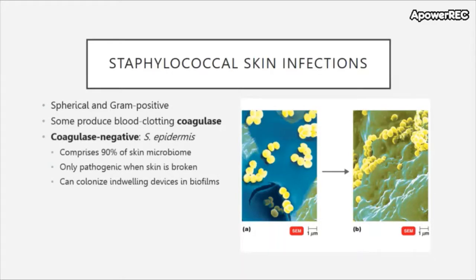Coagulase causes blood clots, which may protect some bacteria from phagocytosis. A coagulase-negative bacterium is Staphylococcus epidermidis, and it comprises 90% of the skin microbiome and is only pathogenic when the skin is broken. And it can colonize indwelling devices and biofilms. In fact, Staphylococcus epidermidis is the most common cause of infection due to indwelling devices.